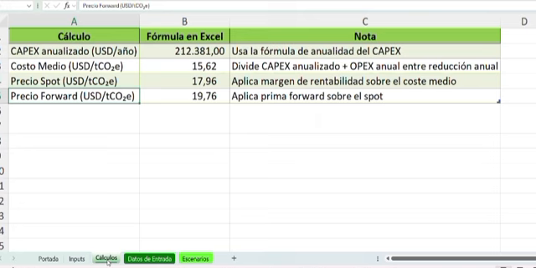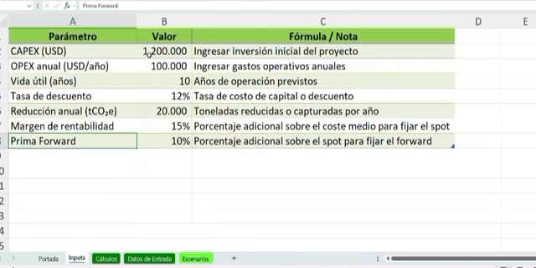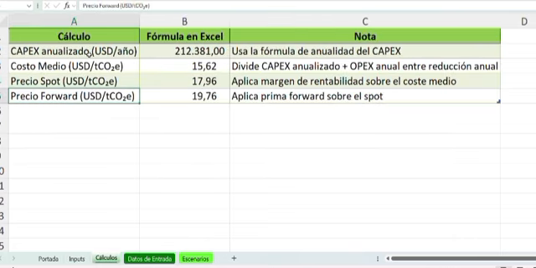How the calculator works. First, we enter the project's initial investment. Next, we enter the annual operating expenses, including all taxes, operating costs, and maintenance. Then, we specify the useful life, the discount rate, and the annual CO2 reduction. The calculator first determines the annualized CapEx using the standard financial annuity formula.